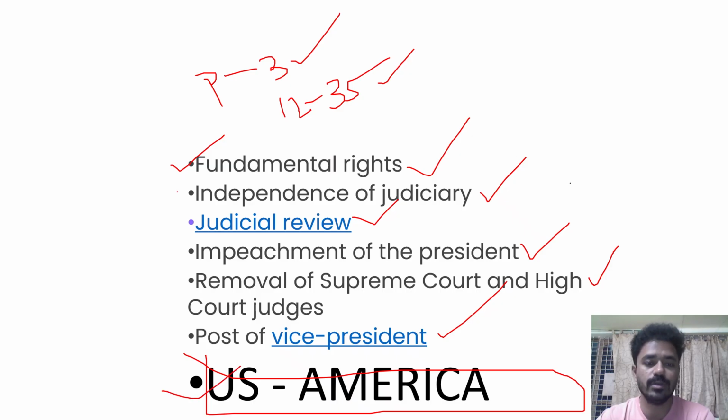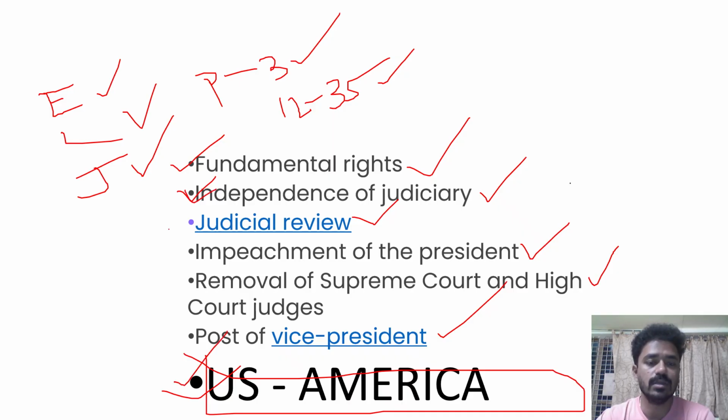And next, independence of judiciary. There are three institutions mentioned in our Constitution, which are the executive, legislative and judiciary. All these things are independent in nature. So the independence of judiciary is taken from the American Constitution.